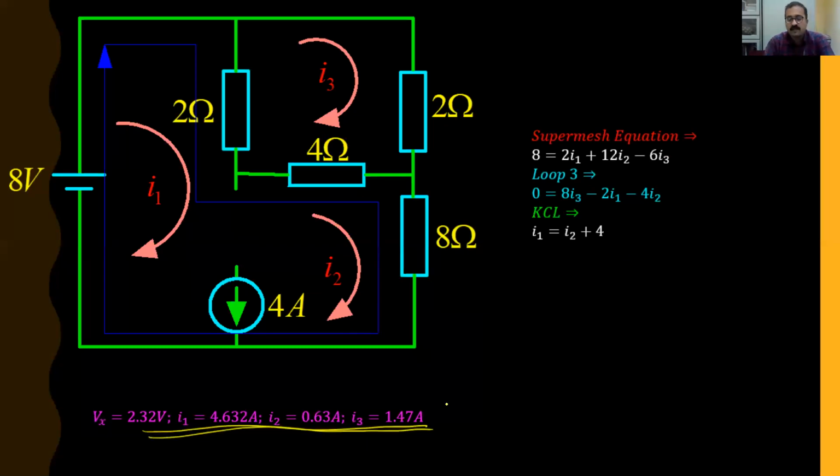So straight away, either you can write the supermesh equation in one go, or you can assume a voltage potential difference across the current source. Then you apply KVL in the normal way, add those two KVL equations. That will also give you the supermesh equations indirectly. Whatever method you follow, the final answer has to be correct. Fine. Now let's try the next question.